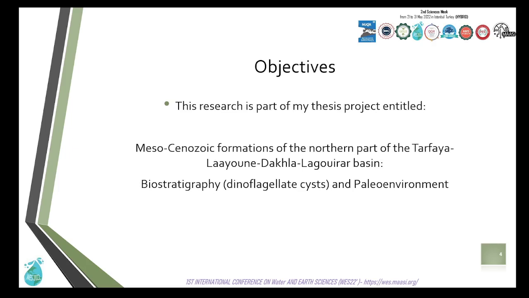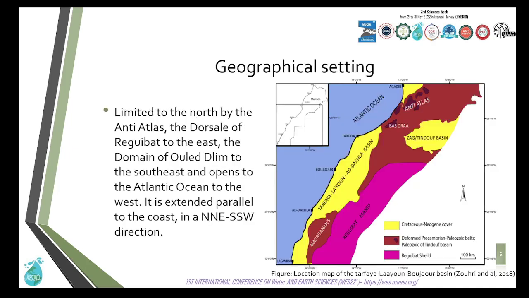This research is part of my thesis project entitled Mesozoic formations of the northern parts of the Tarfaya-Laayoune-Boujdour basins: biostratigraphy and paleoenvironments. The basin is limited to the north by the Anti-Atlas, the Reguibat Ridge to the east, the domain of WES22 to the southeast, and open to the Atlantic Ocean to the west. It is extended parallel to the coast in a north-northeast, south-southwest direction.